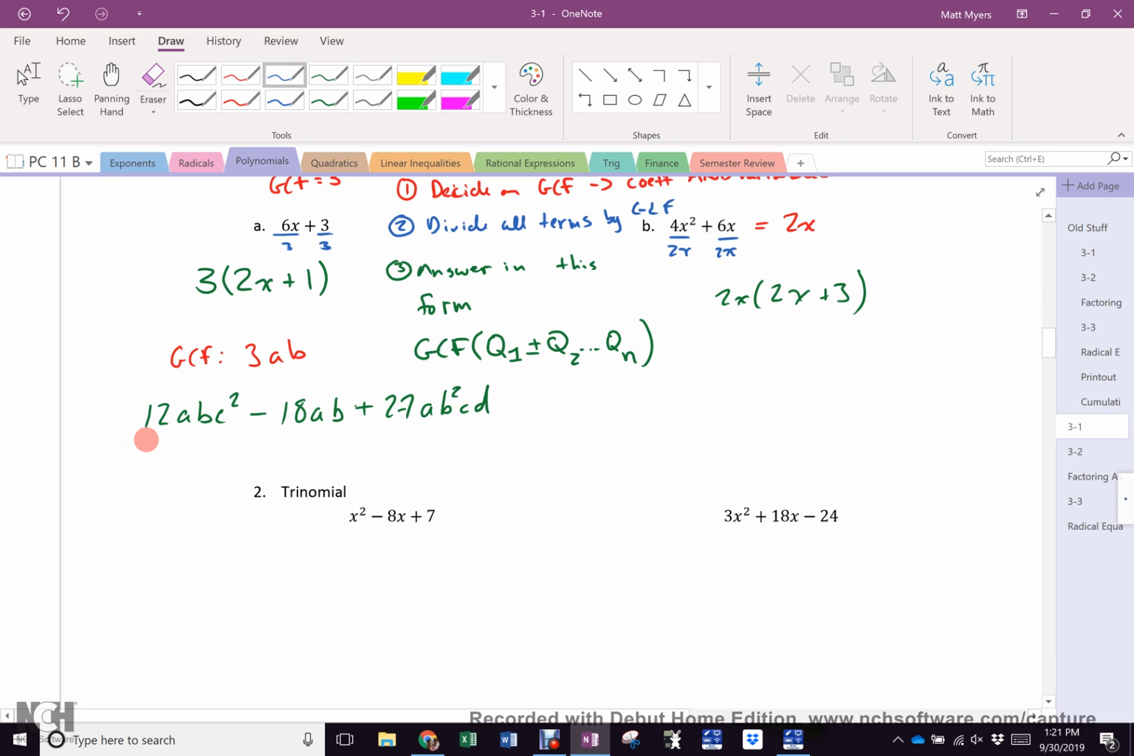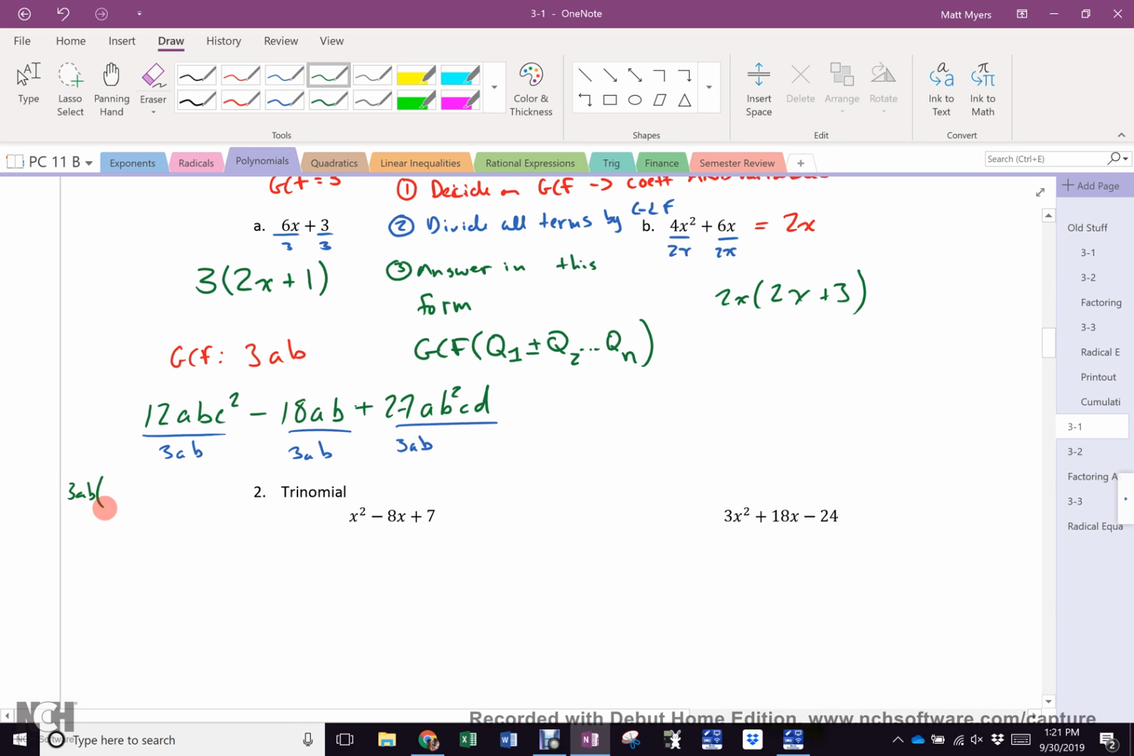Then what would I do with that 3ab? I would divide everything. Then I have my answer. I'm a little bit out of room. I'm a little frustrated that I didn't space that better.